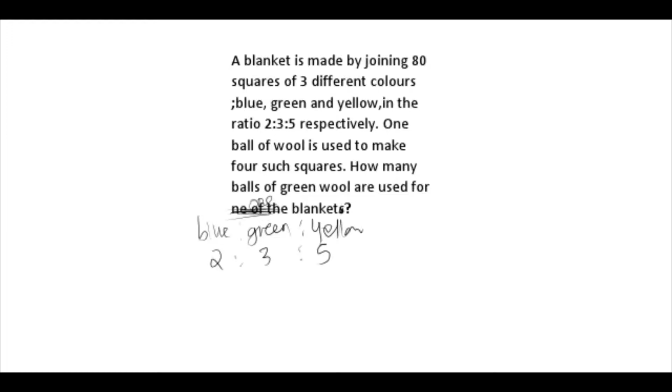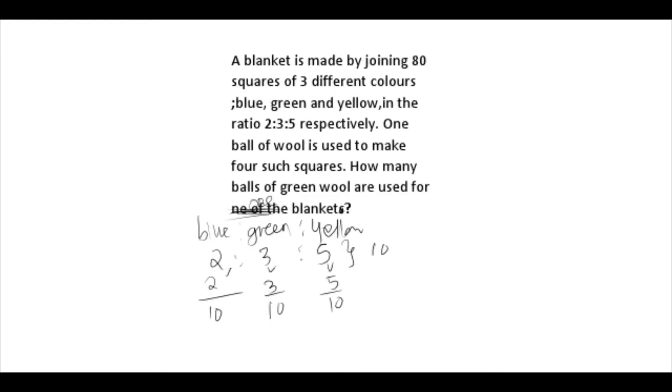So the fraction of blue used will be 2 divided by, we have 2 plus 3 plus 5. This gives us 10. So we have 2 over 10 of the total used. Then for green we have 3 over 10. Then yellow we have 5 over 10. Then we have 8 squares.